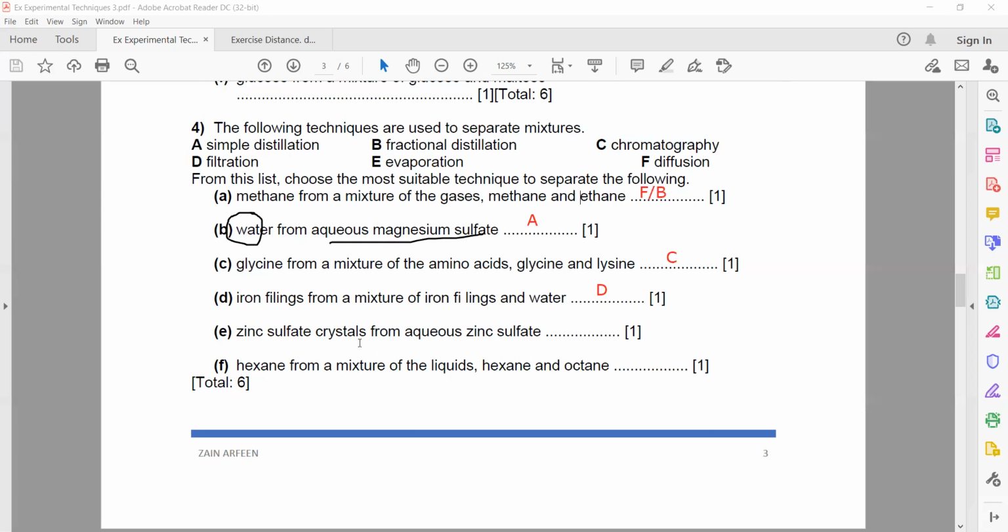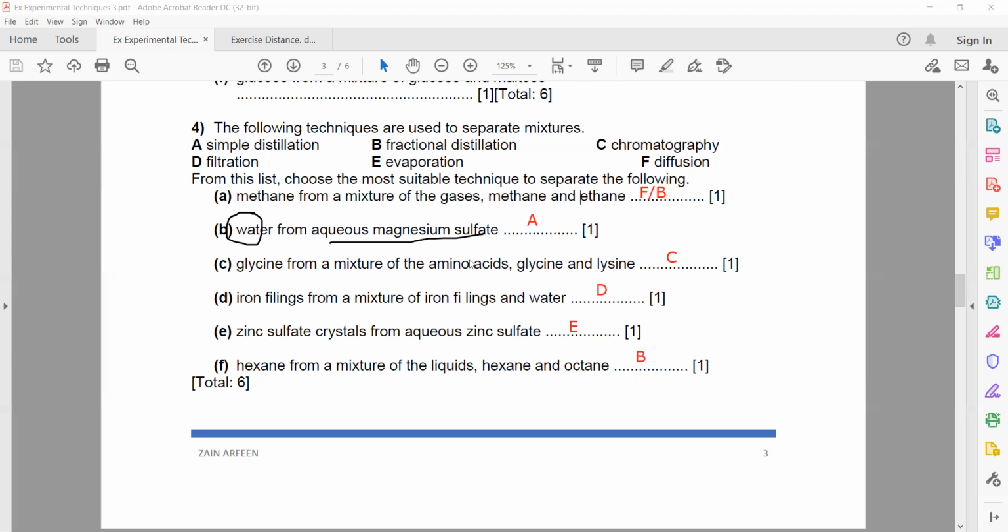Zinc sulfate crystals from aqueous zinc sulfate. So we need salt from solution. When we need salt from the solution, we can use crystallization or evaporation. But here there is no option of crystallization, so evaporation is denoted by option E. Hexane from a mixture of liquid hexane and octane, two or more miscible liquids are there. So we can use fractional distillation.